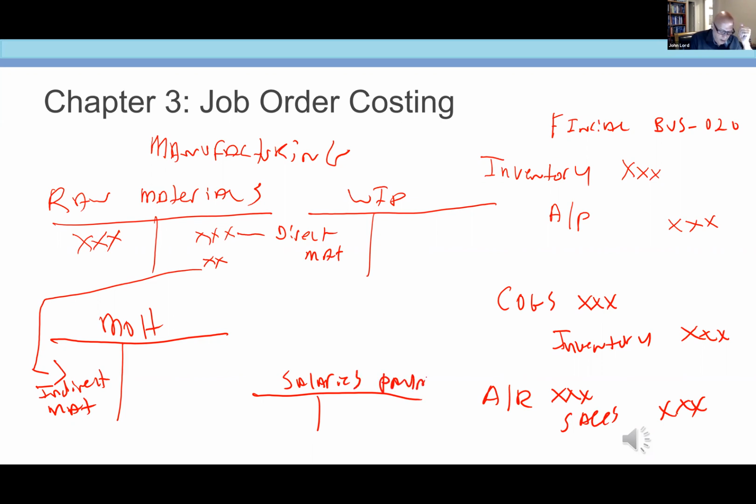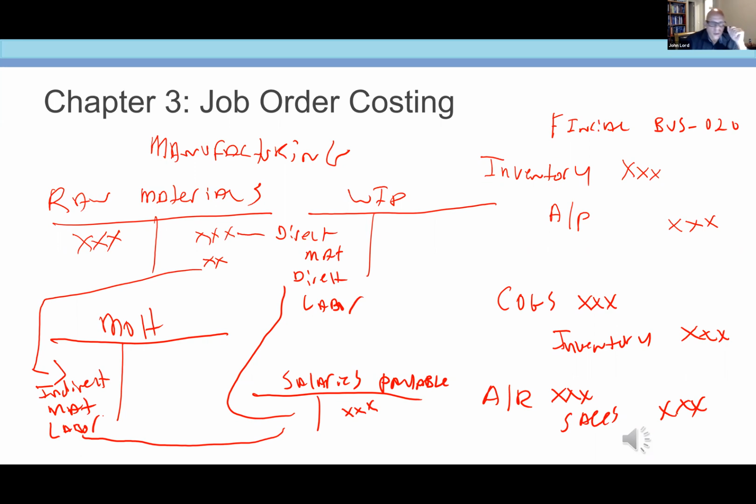So we have our salaries payable. When we incur salaries, we have to pay them. If it was direct labor, then we would debit the direct labor and credit the salaries payable. If it's indirect labor, just like indirect materials, it goes to my manufacturing overhead account, because again, I can't track those costs easily to each job. And then we said that we had what I kept calling the others.